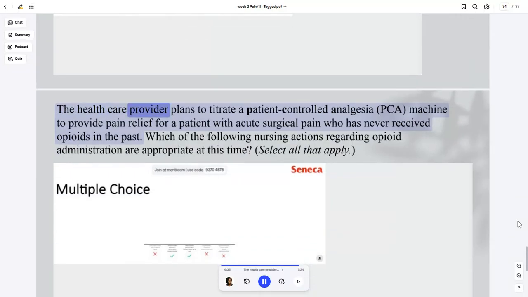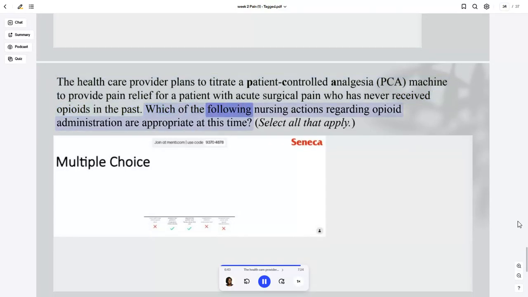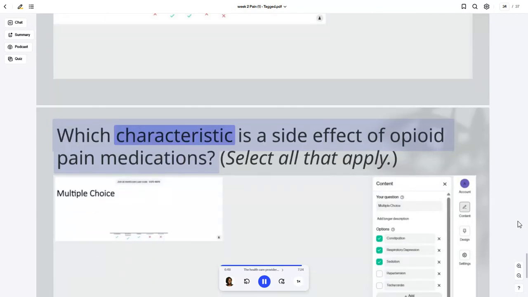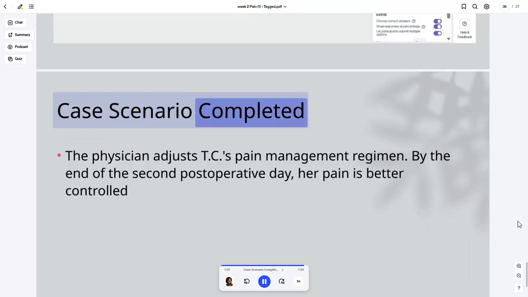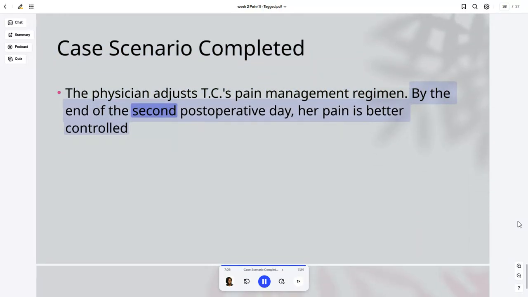The healthcare provider plans to titrate a patient-controlled analgesia PCA machine to provide pain relief for a patient with acute surgical pain who has never received opioids in the past. Which of the following nursing actions regarding opioid administration are appropriate at this time? Select all that apply. Which characteristic is a side effect of opioid pain medications? Select all that apply. Case scenario completed. The physician adjusts TC's pain management regimen. By the end of the second postoperative day, her pain is better controlled.